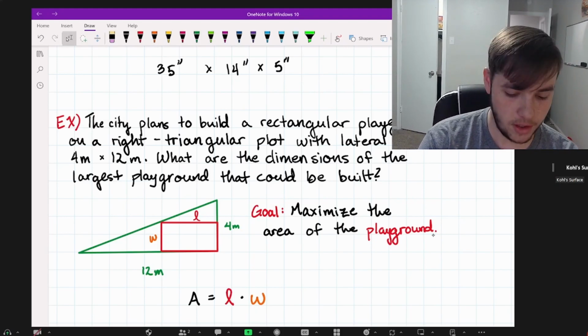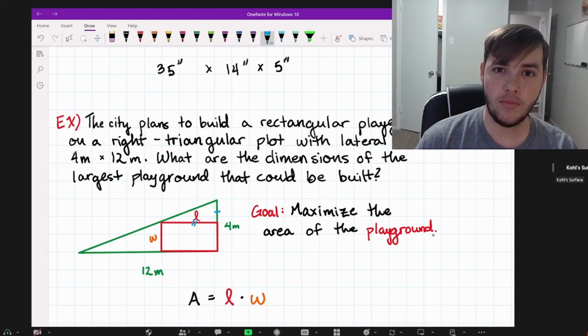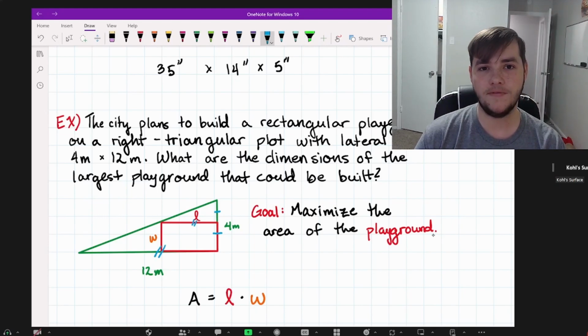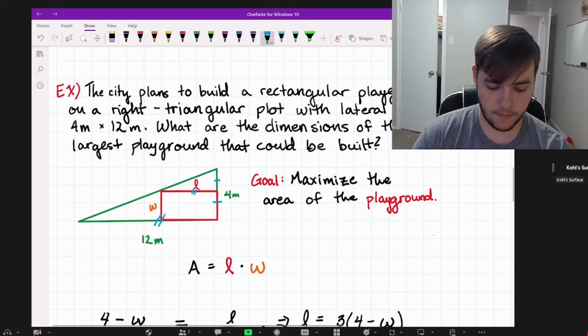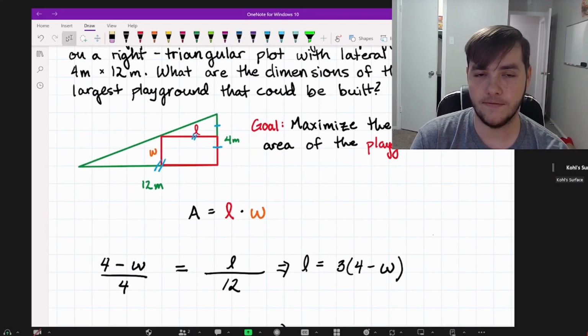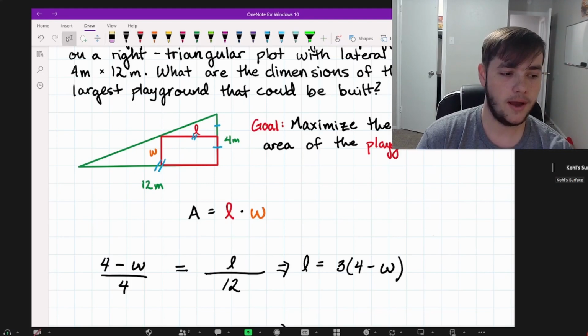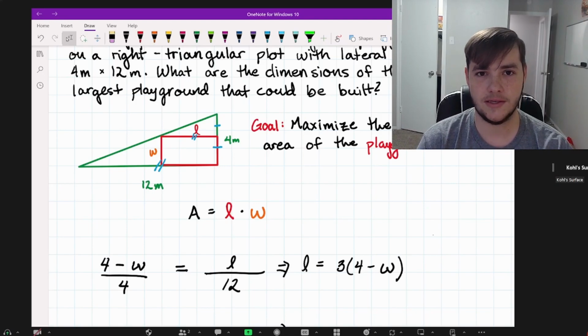Well, notice the little triangle at the top is similar to the full triangular plot, since they have all of the same interior angles. That allows us to write vertical side is to vertical side as horizontal side is to horizontal side. That is, 4 minus w is to 4 as L is to 12. We can rewrite this constraint as L equals 3 times 4 minus w.